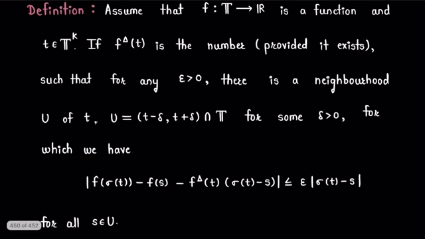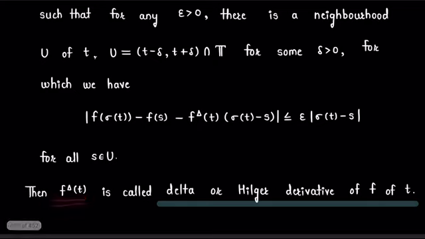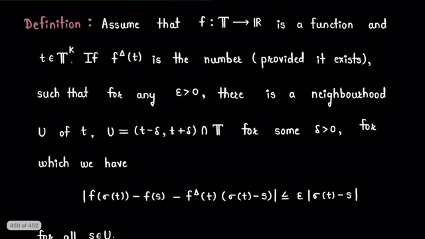this condition: the modulus of f of sigma t minus f of s minus f delta of t multiplied by sigma t minus s. So this modulus is less than or equal to epsilon times the modulus of sigma t minus s for all points s in this neighborhood of point t. Then we call this f delta the delta or Hilger derivative of the function f at the point t in the given time scale T. So this is the definition of the derivative of a function in time scales.